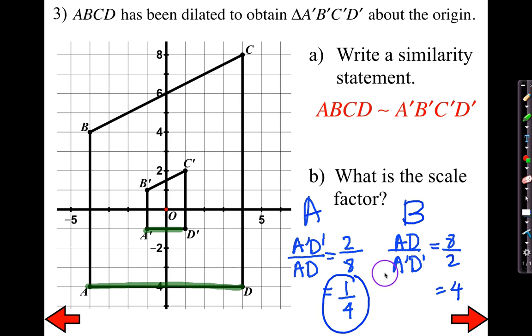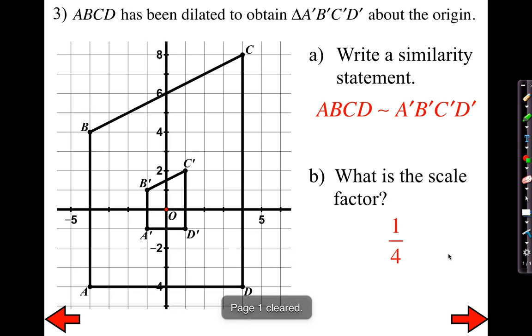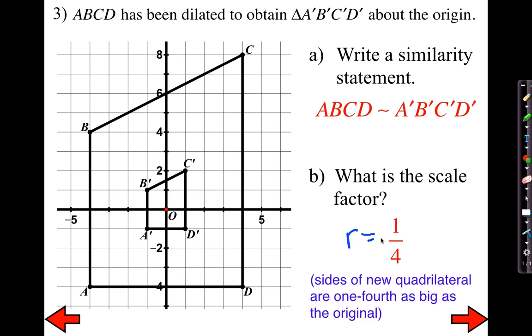My biggest concern is a lot of students might have the idea of which corresponding lengths correspond to what, but they might set it up incorrectly. So it's very important that you do take a step back, look at the image, and see what's happening. Is it increasing or is it decreasing? And make sure your scale factor matches that image. So for this reason, I'm going to go ahead and say the scale factor is 1/4. And just a quick reminder, we can use R to represent the scale factor. So the sides of the new quadrilateral are 1/4 as big as the original.